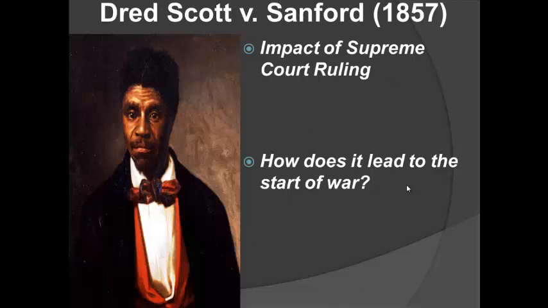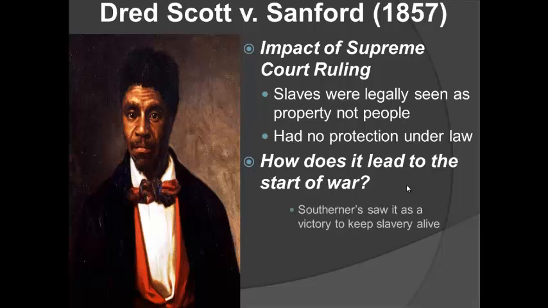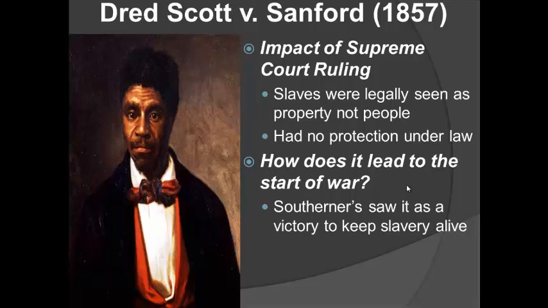So let's go to a very important court case, Dred Scott versus Sanford in 1857. This was when Dred Scott, seen here, sues for his freedom. He is a slave and he sued for his freedom. And it went all the way to the Supreme Court, and the Supreme Court said that slaves were legally seen as property, not people. So Dred Scott couldn't even sue in court, they said. And as a result of being seen as property, he and other slaves had no protection under the law. Very sad. Bad decision by the Supreme Court. Probably the worst ever, I would say.